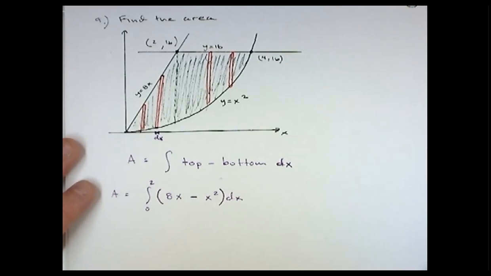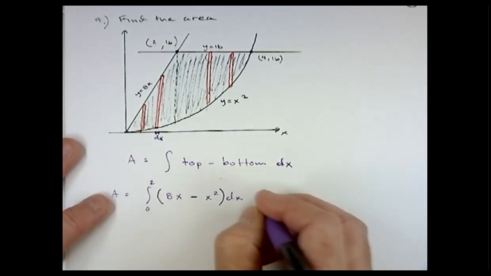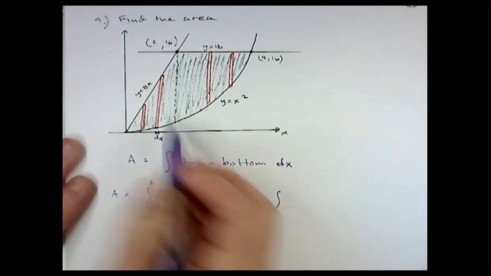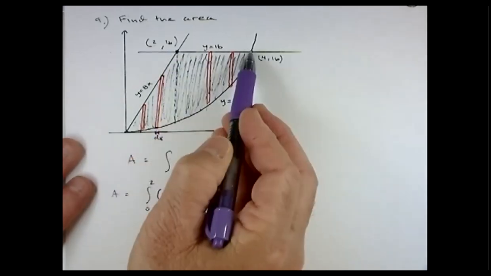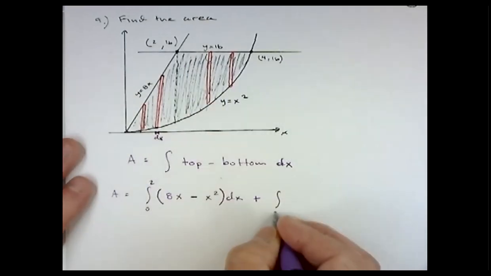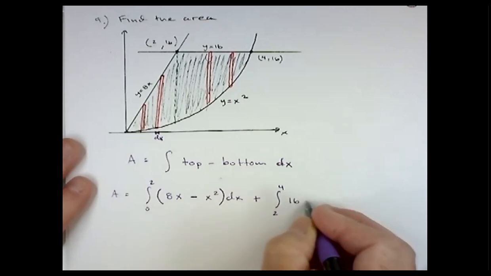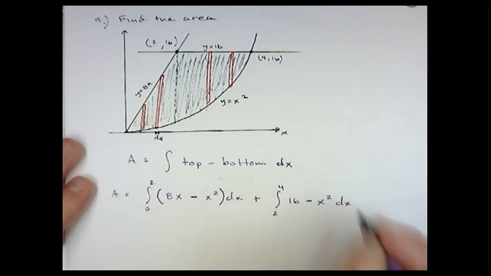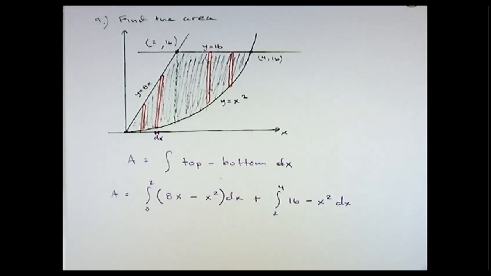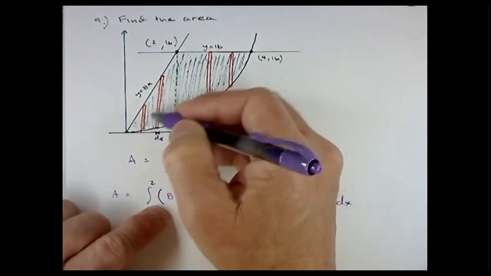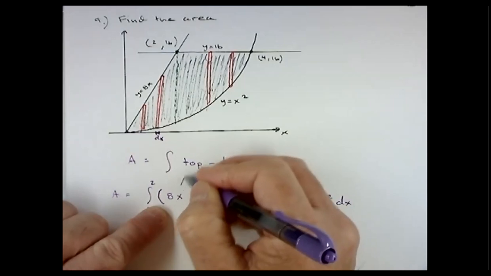So, okay, and then we're going to have to add the integral from 2 to 4 because we want to capture this area where my top function is going to be 16 and my bottom function is still x squared. Yeah. So I want to subtract 8x minus x squared because in this region, my top function, all of my rectangles.